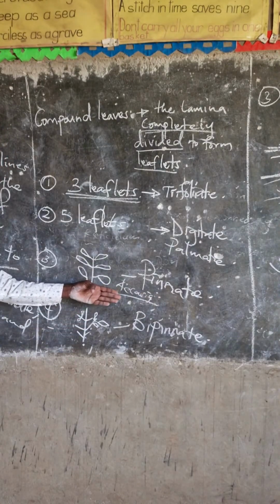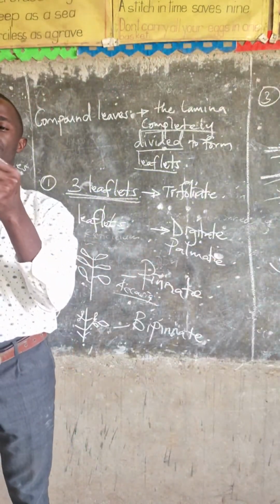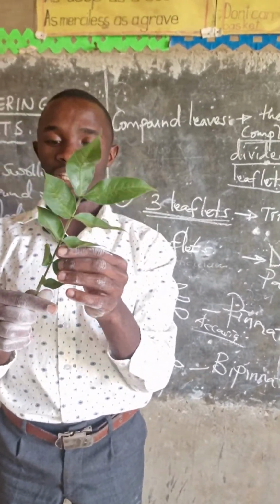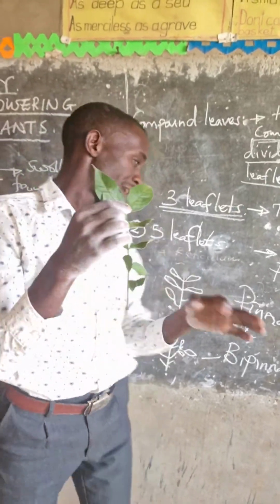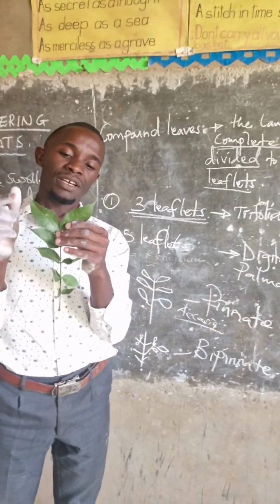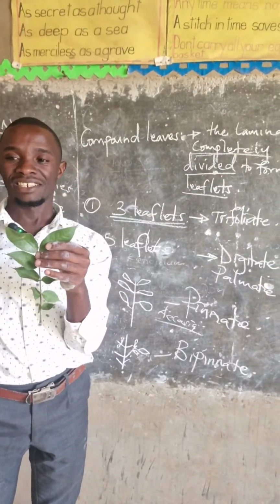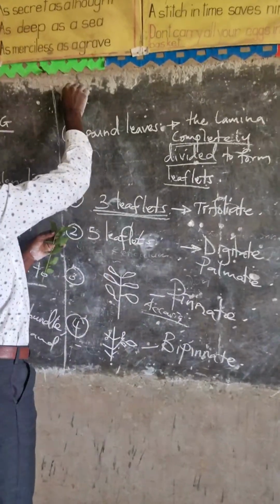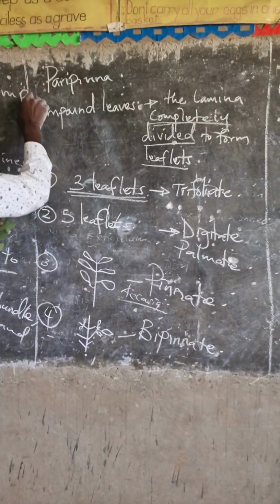I think we know acacia. An example is this one. This is a compound pinnate. If you can see this very well, the leaflets here are opposite one another. But the compound pinnate may be compound paripinnate or compound imparipinnate. I don't know if you are getting me well. We have compound paripinnate and compound imparipinnate.